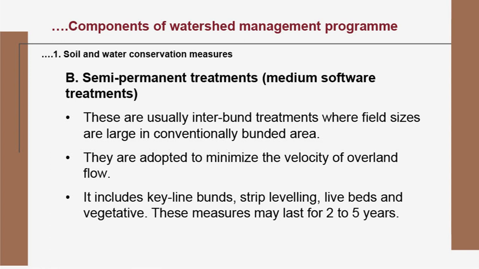Now, number two is semi-permanent treatments, medium software treatments. These are usually inter-bund treatments where field sizes are large in conventionally bunded areas. They are adopted to minimize the velocity of overland flow, and it includes key line bunds, strip leveling, live beds, and vegetative barriers. These measures may last for 2 to 5 years. So therefore, they are semi-permanent.